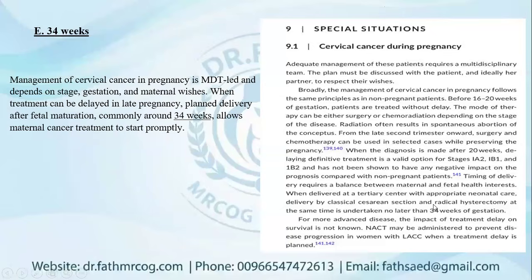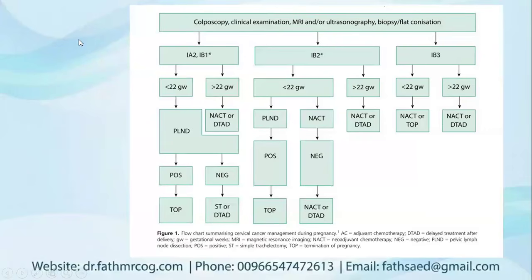I bring this for you because we have the cervical cancer update in 25. Please promise me you will read it, because all the cancer guidelines were updated in 25. We have cervical cancer here, special situations during pregnancy, where they mention it will be around 34 weeks after maturity. When delivered at a tertiary center with appropriate neonatal care, delivery is by classical cesarean section and radical hysterectomy, undertaken at the same time, no later than 34 weeks of gestation. So remember this one, because we have repeat exam questions.